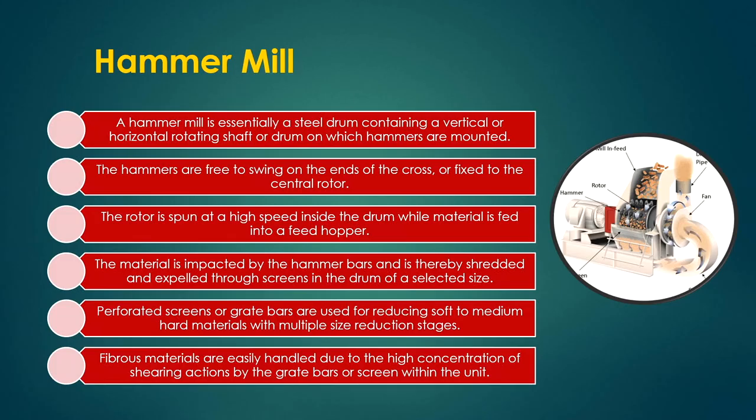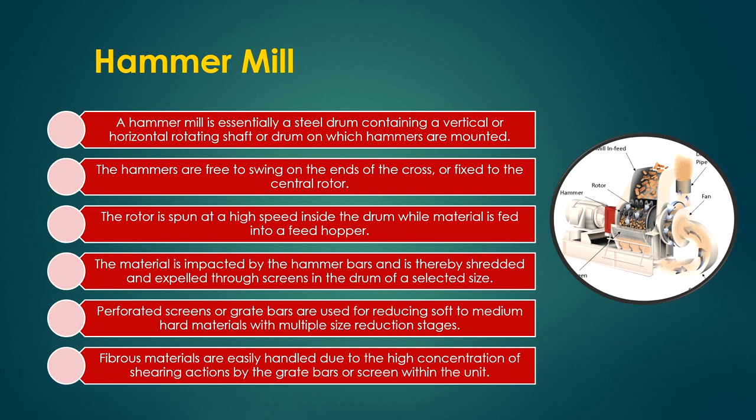Then another one is called the hammer mill. In this case you will see that it is a steel drum which will contain a vertical or horizontal rotating shaft or drum on which hammers are mounted, and the rotor is spun at a high speed inside the drum while material is fed into the feed hopper. And in this case the material is impacted by the hammer bars and is thereby shredded and expelled through screens in the drum of a selected size, okay.